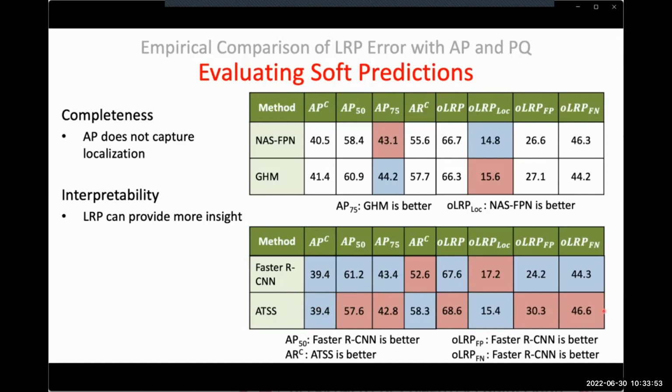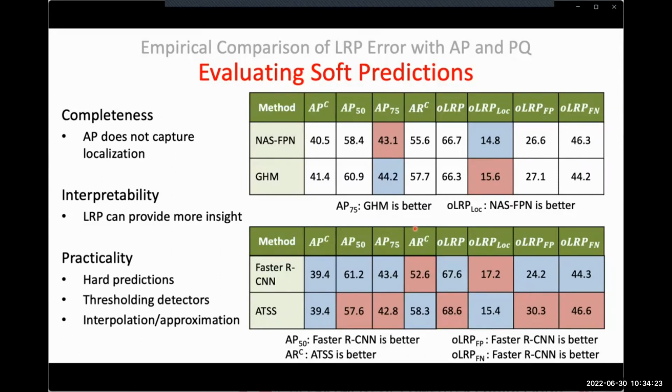If you look at LRP on the other hand, we can clearly see that ATSS is doing better than faster RCNN in terms of localization, and faster RCNN is doing better than ATSS in terms of false positives and false negatives. Therefore, with this simple analysis, we can see that LRP provides more insight about the weaknesses of a detector and its strengths. If you look at these measures in terms of practicality, we see that LRP can be used for soft or hard detections, for optimally thresholding detectors, and it does not have any interpolation or approximation issues.